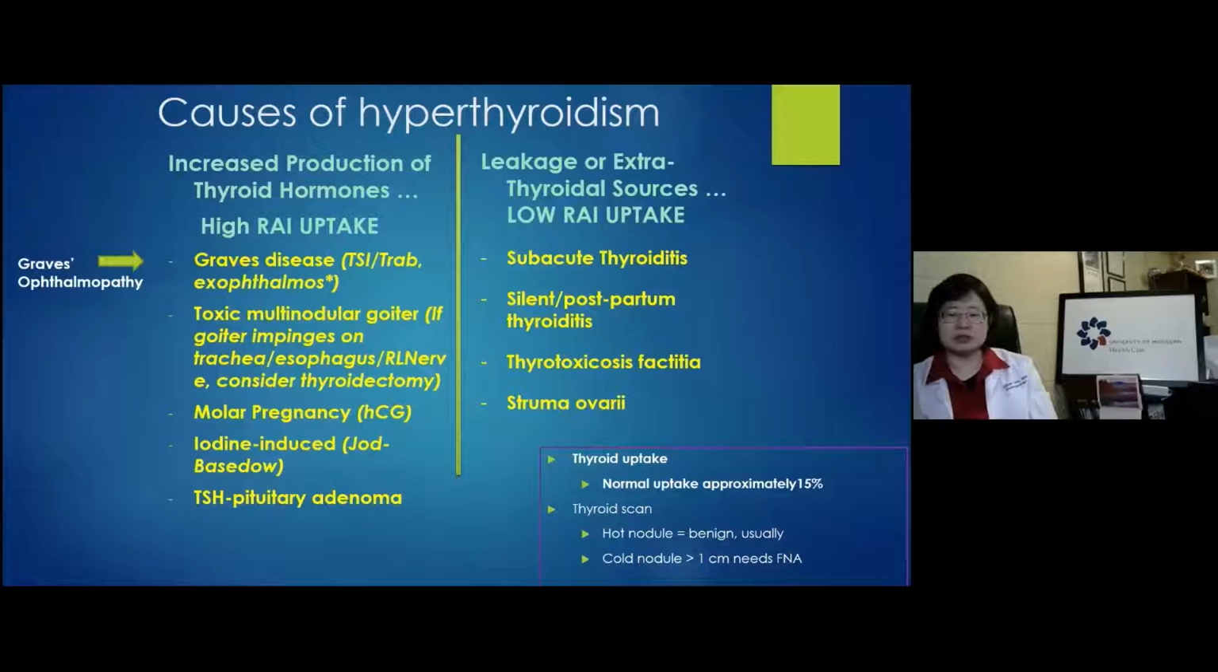Another key option in the low uptake side of the differential is exogenous thyroid hormone, and that can be in the form of someone actually taking thyroid hormone, or as we've seen in some cases, a supplement that the patient may not even know contains thyroid hormone. And that leads to, of course, iatrogenic hyperthyroidism, also known as thyrotoxicosis factitia. And struma ovarii is a very rare presentation that would also be a low uptake state and cause of hyperthyroidism.